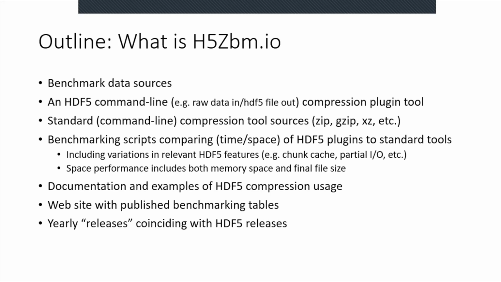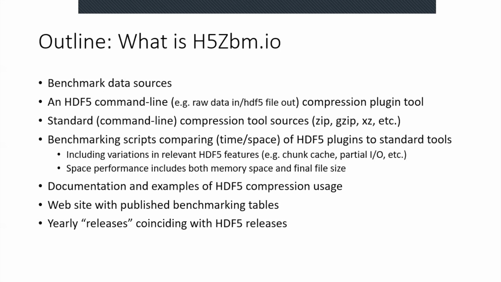So just an outline of what I'll talk about. Benchmark data sources, in other words, what scientific data sources might we use for benchmarking compression tools. An HDF5 command line tool that's very much like gzip or szip or unzip or pkzip, but what it does is it takes the original raw binary data files in and produces an HDF5 file out, and we time how long that takes and how much memory it takes up and so forth. And then writing some benchmarking scripts that run this in various different ways on various data sets, gathering up tables and tables of data, very much like we would expect from compression benchmarking tools.